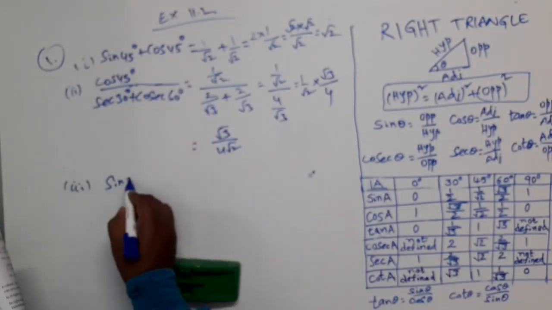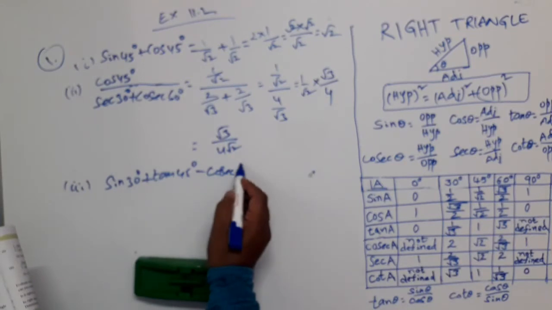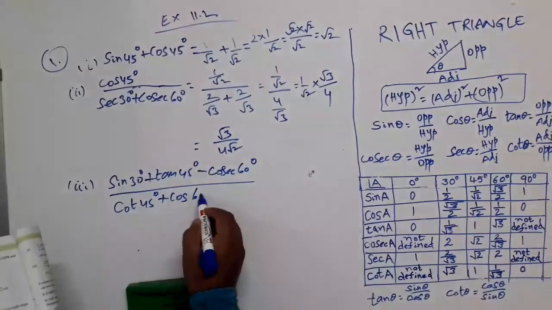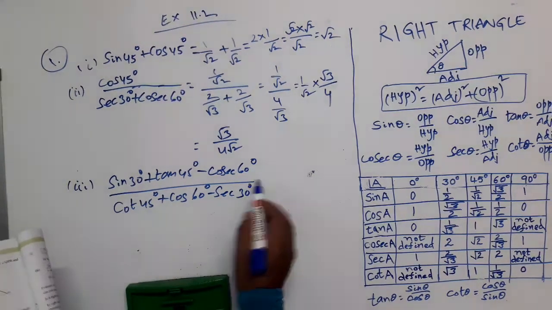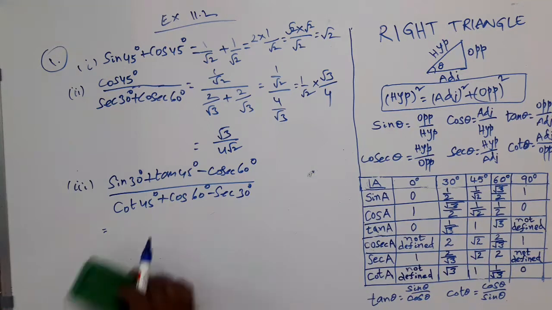Sin 30 degrees plus tan 45 degrees minus cosec 60 degrees, divided by cot 45 degrees plus cos 60 degrees minus secant 30 degrees. This is what is to be simplified.